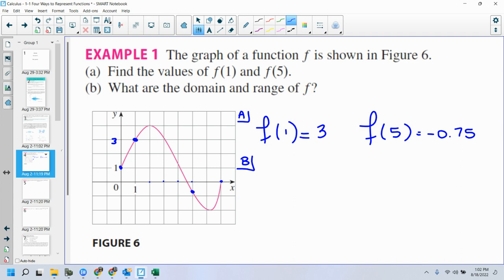How can I describe the horizontalness of this? 0 to 7. 1, 2, 3, 4, 5, 6, 7. So we've got 0 to 7 inclusive, right? Remember, I would use parentheses if the endpoints were not included, open circles, but because these are closed dots on the end, we assume that those endpoints are included. 0 to 7. That's my domain.